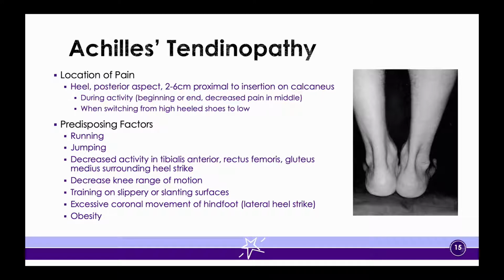If you're training on slippery or slanting surfaces that are not stable, or if you have excessive coronal movement in the hind foot. So when you're walking, if you get that lateral heel strike as you're walking, that can often cause problems, as well as just the risk factor of obesity causing Achilles tendinopathy because of the weight that's associated.